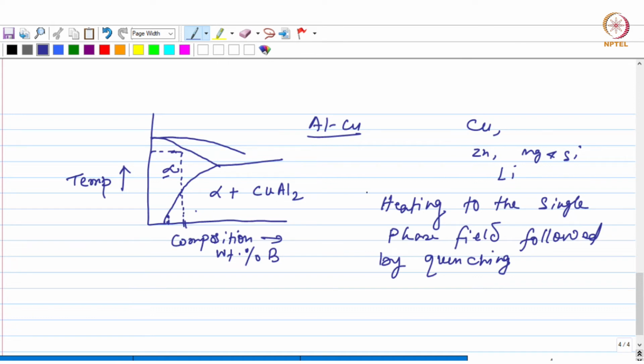So this heating to the single phase region, that is the first operation in the precipitation hardening treatment or in the heat treatment which is applied to these alloys for the precipitation hardening, and that operation is known as solutionizing. So this is the solutionizing temperature, which we can call as TS. Also known as solution treatment.